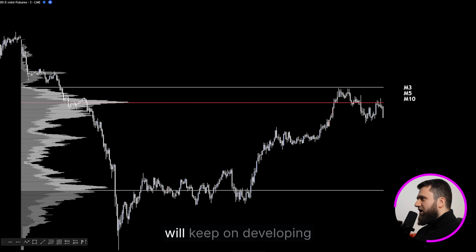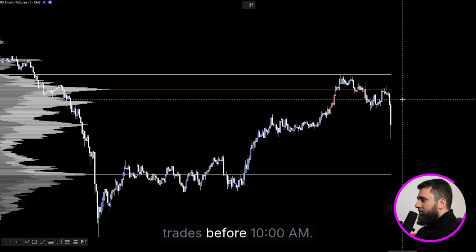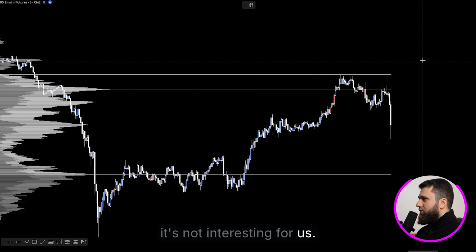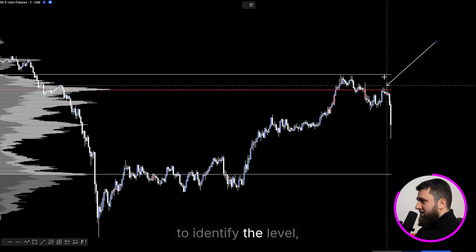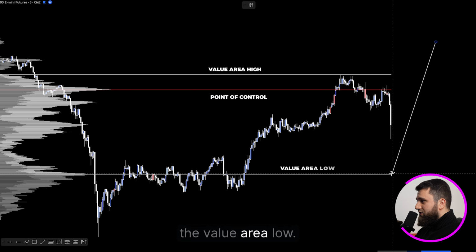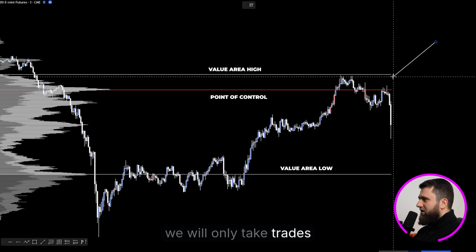This volume profile now will keep on developing. As you guys already know, we will not execute any trades before 10 a.m. So we have the market open now here 9:30, but it's not interesting for us. What's interesting is to identify the levels. So this is always the value area high, this is the point of control, and this is the value area low. So we have to really look at these levels because we will only take trades from these levels.